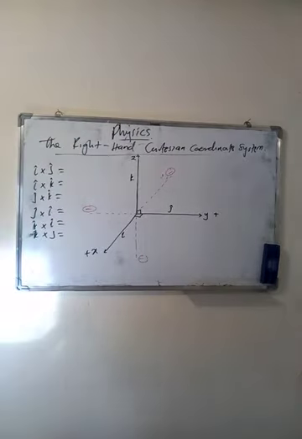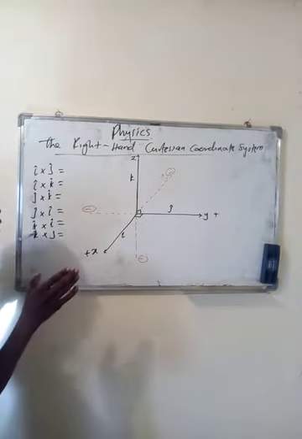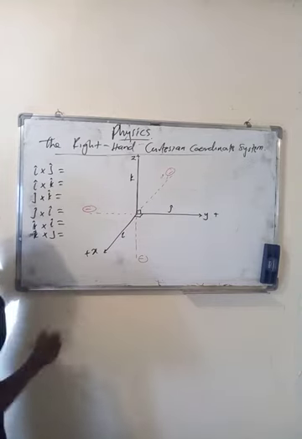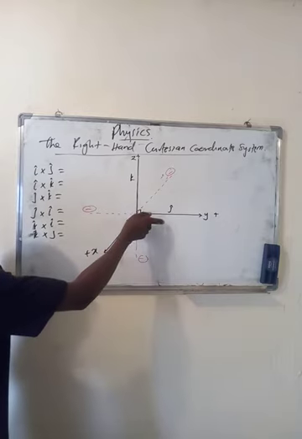Now, what is i multiplied by j? I'm going to use the right-hand rule, okay? The right-hand rule to get the product of i and j.